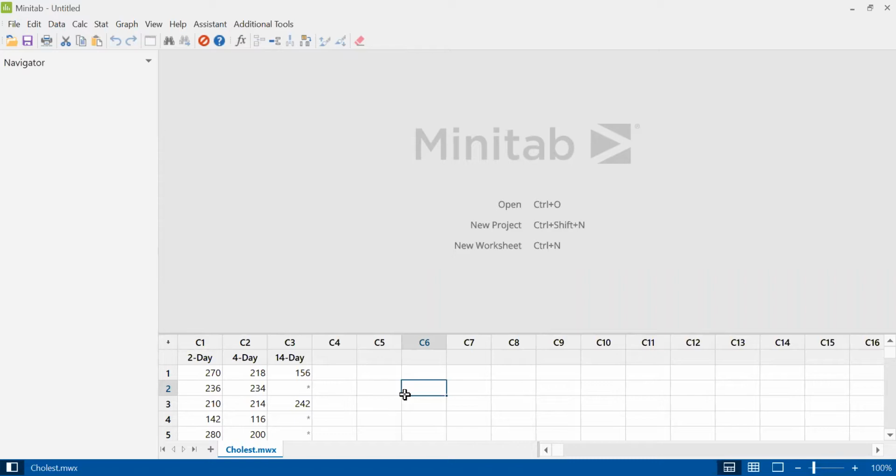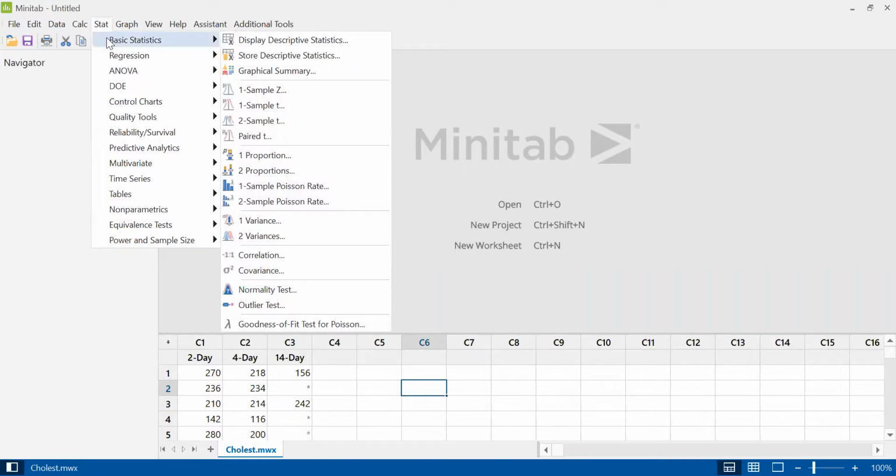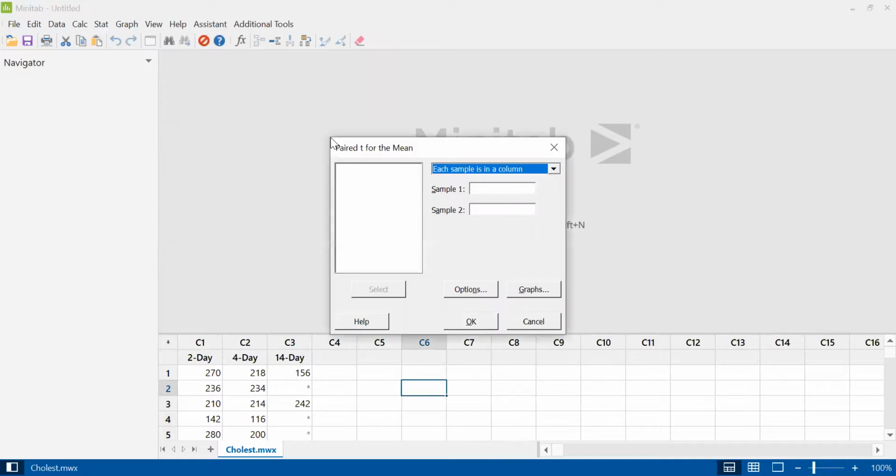All right, so my CI, remember we're going to go to the same place that we go for a test, but we haven't used this yet. So we're going to go up here to Stat, go to Basic Statistics, and right below the feature we were in last week, you will see our feature for today, which is the Paired t. It gives you a little explanation when you hover over it, and I love that. That's so helpful. So I'm going to click on Paired t.